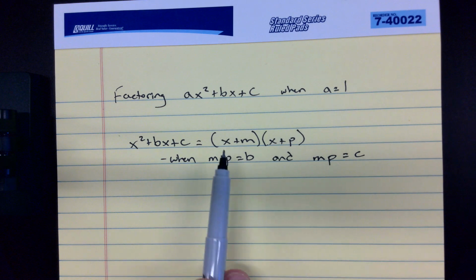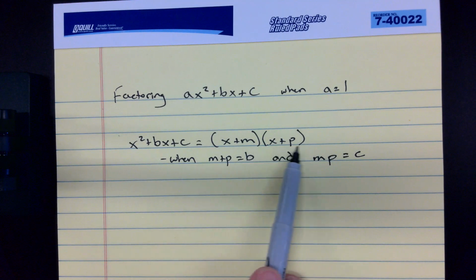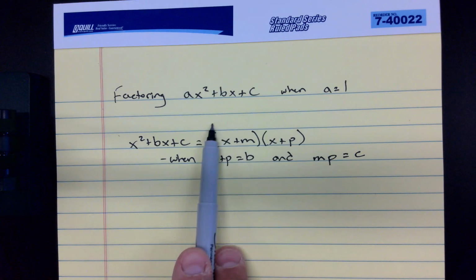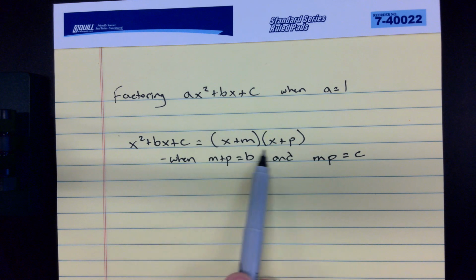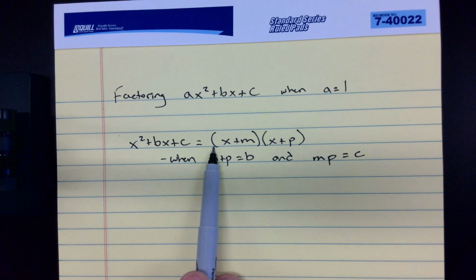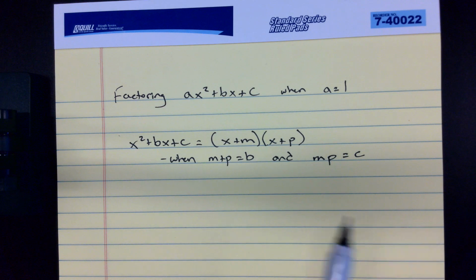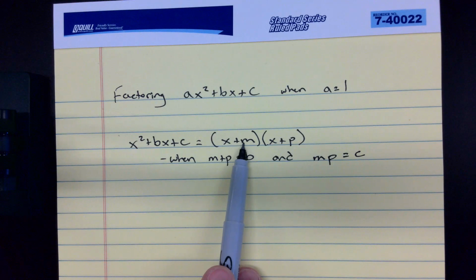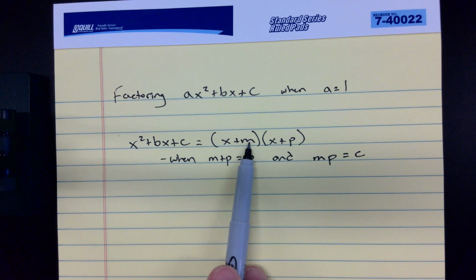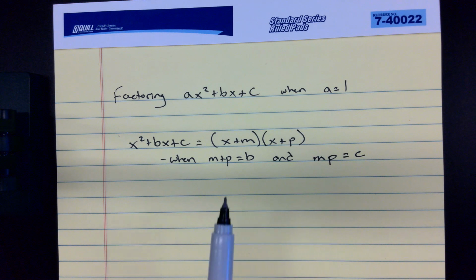Now, the biggest thing you can see is how your answer is going to end up looking. What does that look like right here? What kind of problems have we done that look like these? FOIL, right? So those are our FOIL parentheses, is what they're called. They're our binomials. If we look here, we have X plus M and X plus P. Now, M and P are just numbers. We're going to find those numbers, M and P.